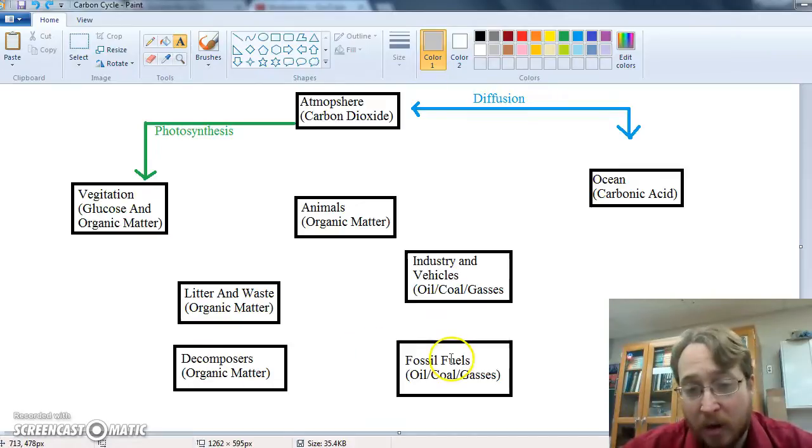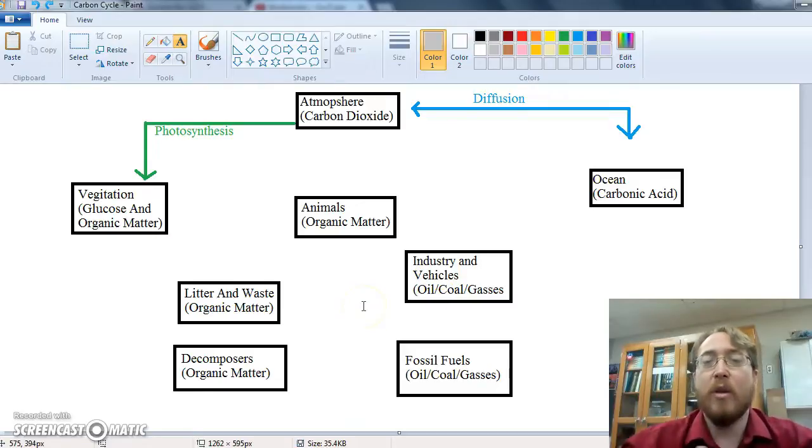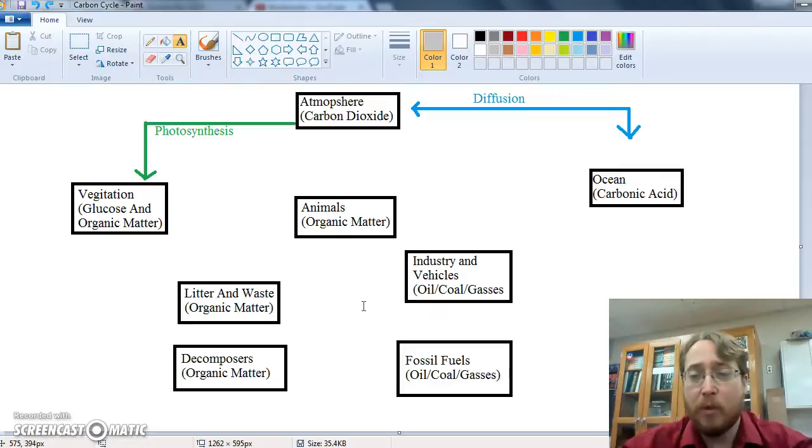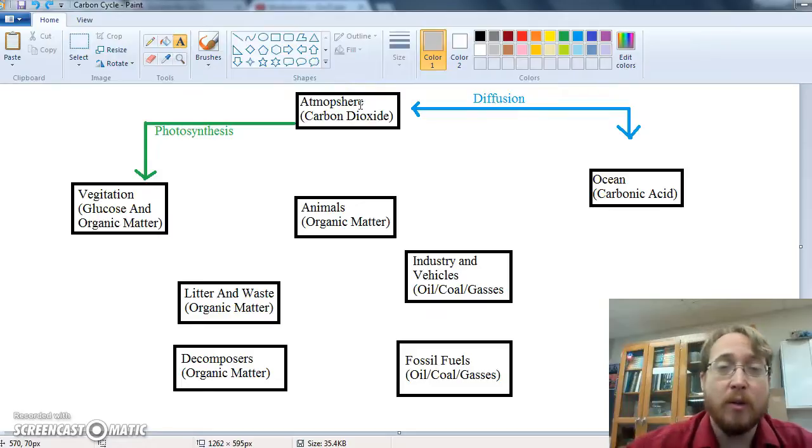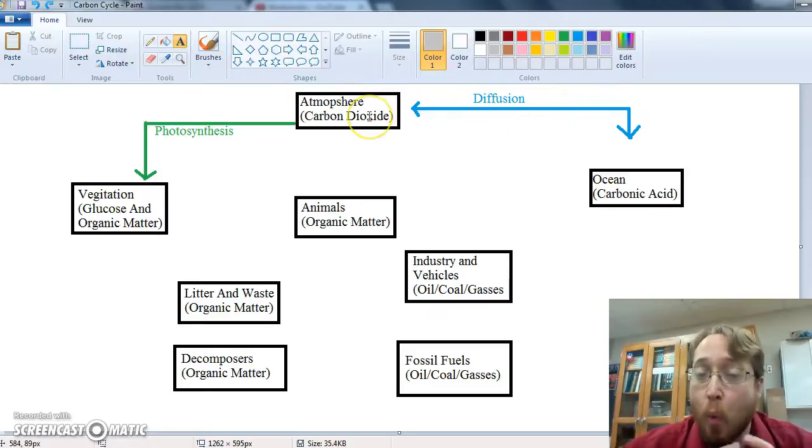We can also find carbon in oil, coal, and natural gases as fossil fuels, and we can transport those to industry and vehicles. These are all the pools where we can find carbon. There are also transfer processes that move carbon between pools. For instance, if you have atmospheric carbon dioxide, it can diffuse into the ocean, but it can also diffuse out of the ocean back into the atmosphere. So diffusion is one process that moves carbon dioxide.